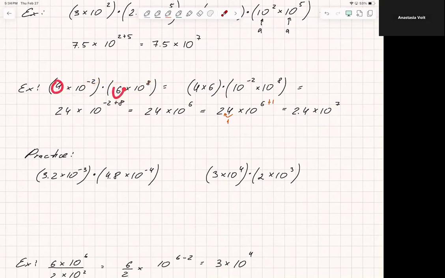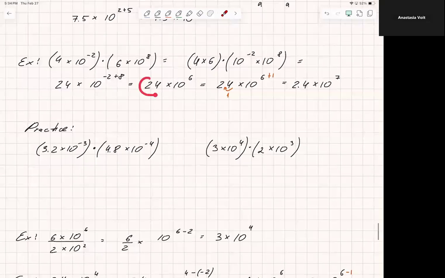Now, we combine 4 and 6 together and multiply them together. So we have 4 times 6, which is 24. And we combine the powers of 10 together. So we would have 10 to the power of -2 times 10 to the power of 8. And since, again, 10 and 10 are the same numbers, we can combine them and we can just add the exponents. So we would have 10 to the power of -2 plus 8. Since this was negative, we keep that negative. So we have negative 2 plus 8. And in this case, we would have 10 to the power of 6, right?